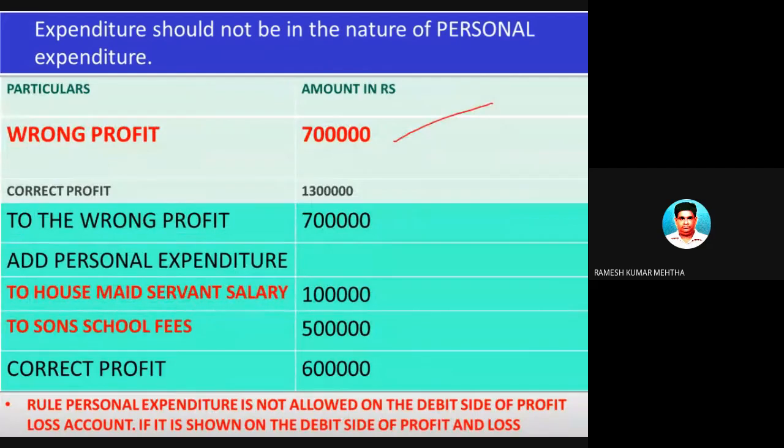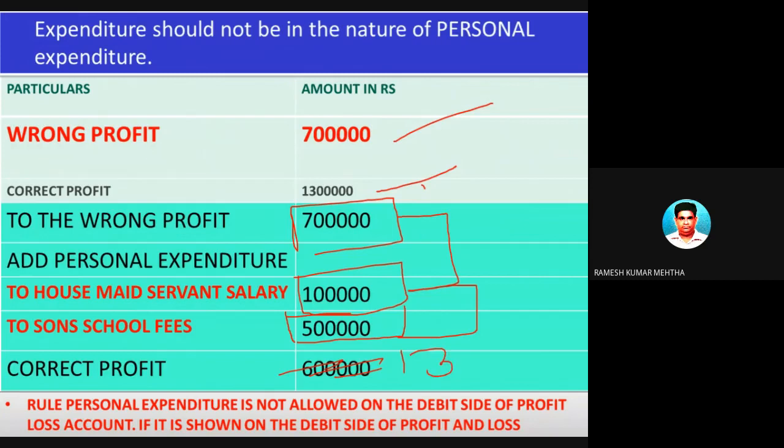Wrong profit was 7 lakh rupees. The correct profit is 13 lakh rupees. To the wrong profit of 7 lakh rupees, to arrive at the right profit, what should I do? I should add back the 1 lakh rupees of personal expenditure, the housemaid servant salary, and the 5 lakh rupees of school fees of the children, which is not allowed, to the profit. So to the 7 lakhs, I will add this 1 lakh rupees and this 5 lakh rupees to arrive at this 13 lakh rupees of right profit.